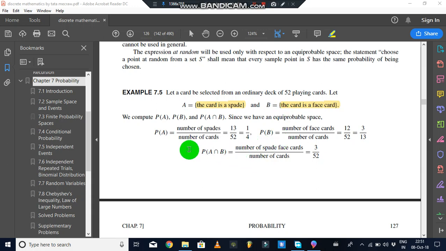Hi guys, we will continue here our previous lecture's remaining part. So we are talking about the probability of A union B. So how can you find it? Just multiply these two terms, 1 upon 4 and 3 upon 13, and divide by 52, the number of cards. So these are all three terms.